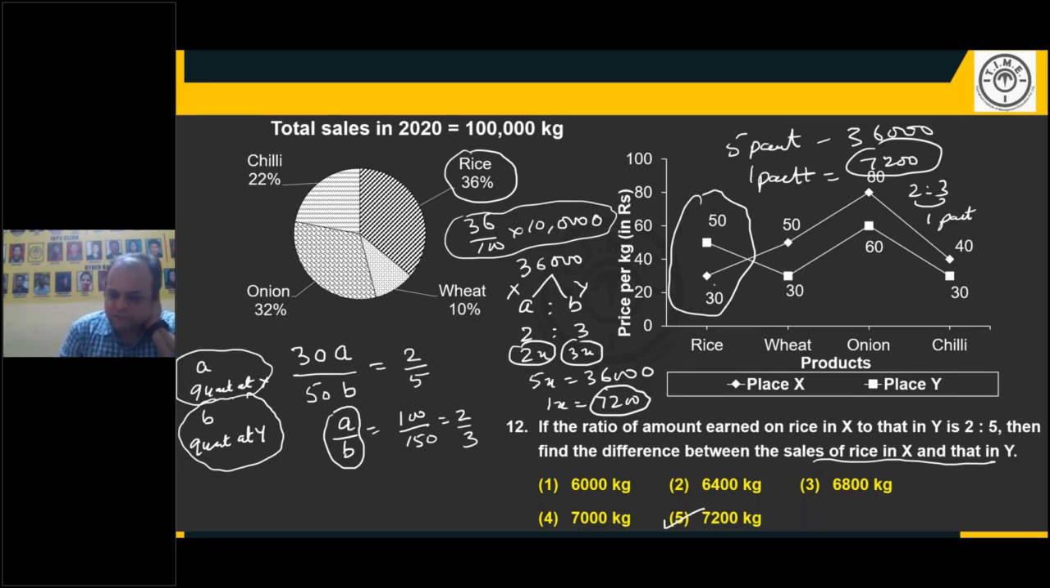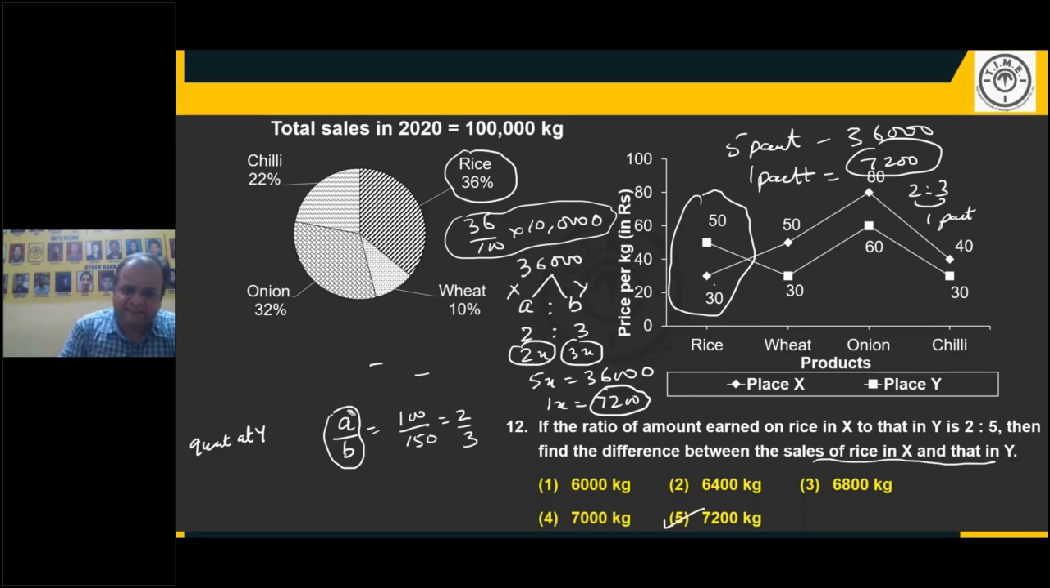Is it clear? Question number 12, everyone? Sir, actually in the question they asked 2:5, no sir. How come 2:3 came, sir? Sorry? Sir, in the question they asked 2:5. Yeah. How come 2:3 came, sir? I'll explain. See, in the question it says the ratio of the amount earned at place X and place Y is 2:5.